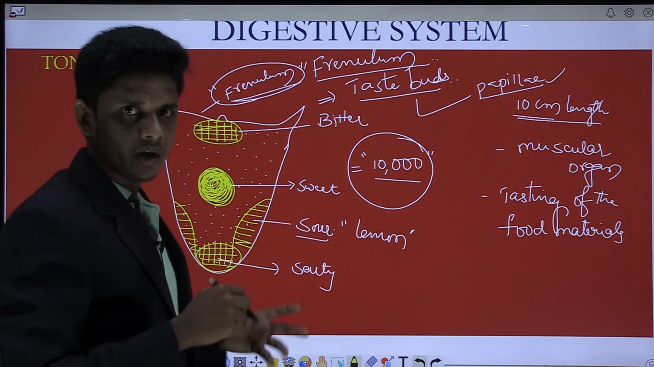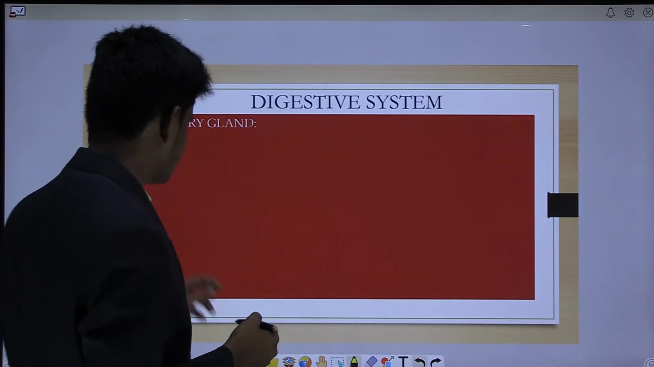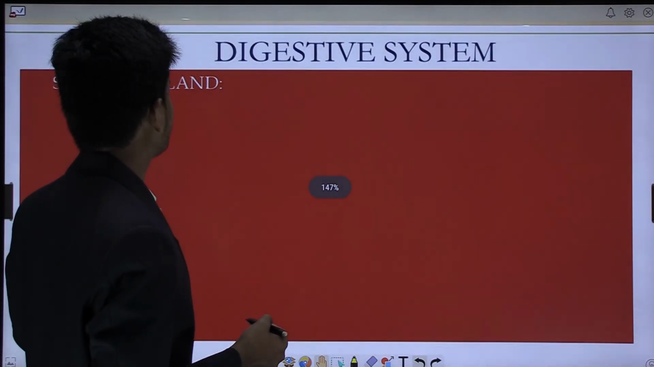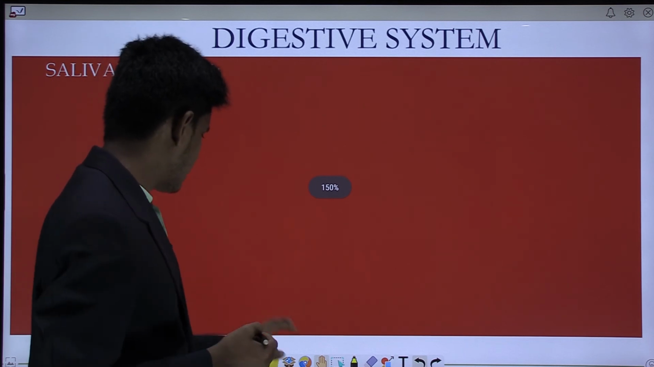Also we are moving to the next part, that is the salivary glands. What is the function of the salivary glands? Can you give me the answer in the comment box?